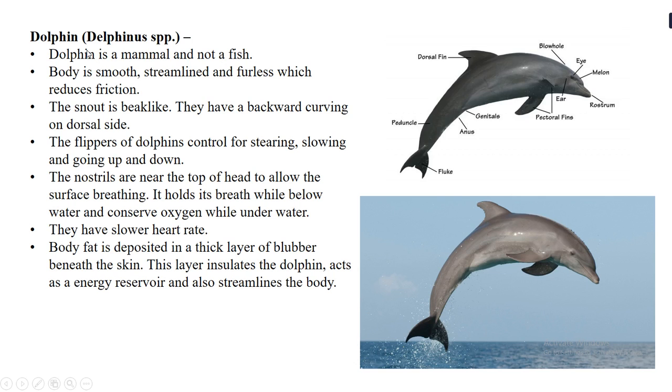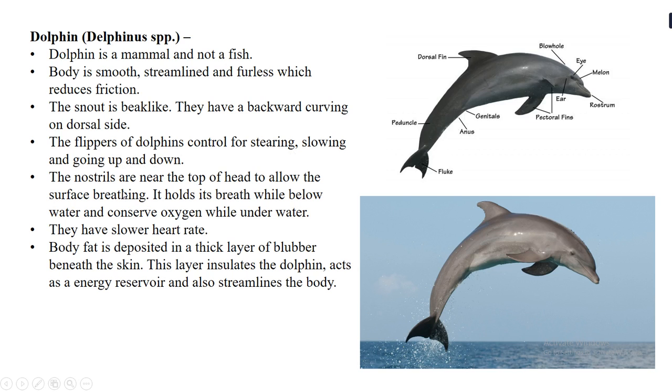And the last one is the dolphin, Delphinus species. So dolphins are mammals and they are not fish. They give direct birth to their young ones, so they are mammals. The body is smooth, streamlined, and furless, with reduced friction. The snout is beak-like, and they have a backward curving dorsal side. Okay, so the back side is curved. The flippers of the dolphins help with steering, slowing, and going up and down.